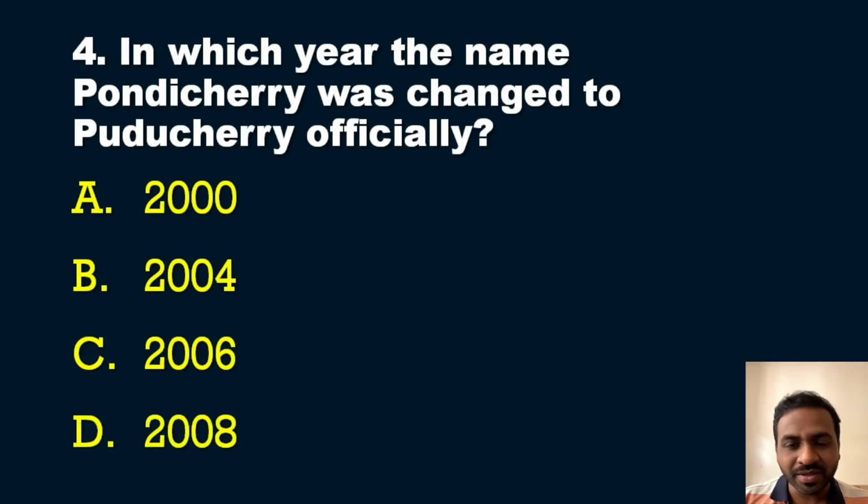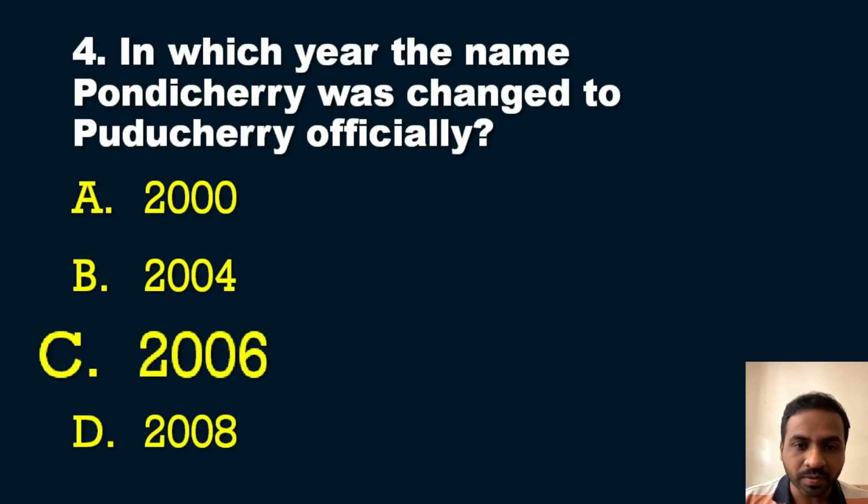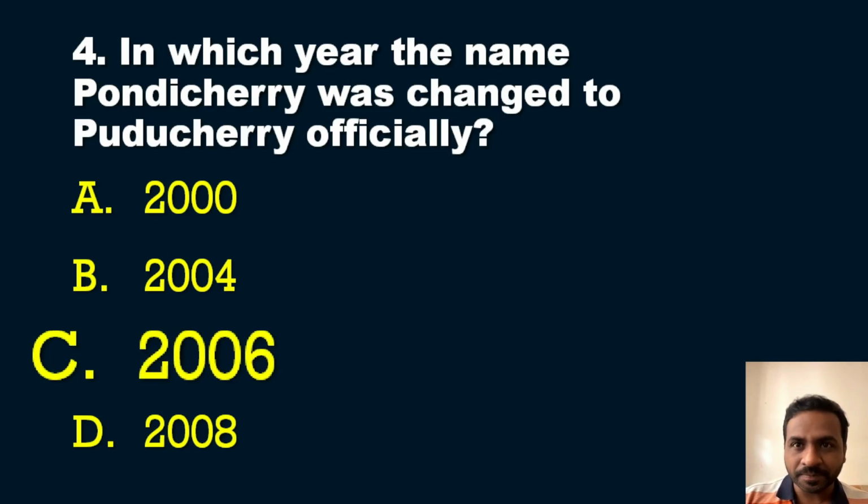So the answer for the question is obviously option number C, 2006. In 2006 the Pondicherry name was changed to Puducherry.